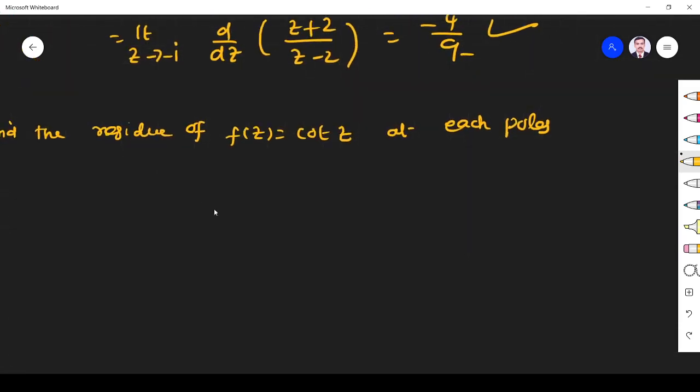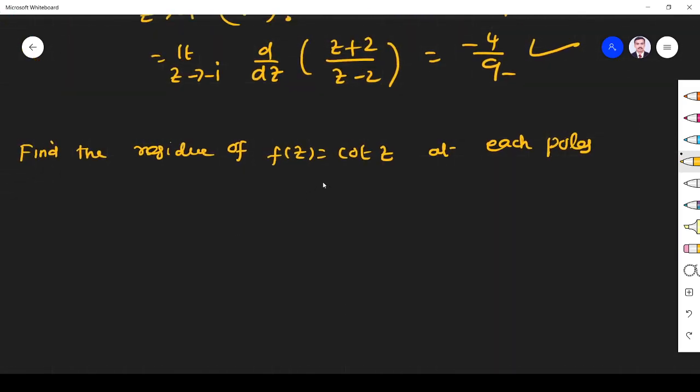Okay, the next problem is to find the residue of cot z. The first thing is I don't have a numerator. This f of z is not given as a numerator of z and a denominator of z, so poles we cannot find. And I don't know how to expand cot z in a Laurent series. So what I do is I go for the third method, f of z is phi of z divided by psi of z. In that way we will find.